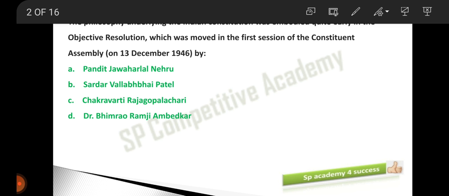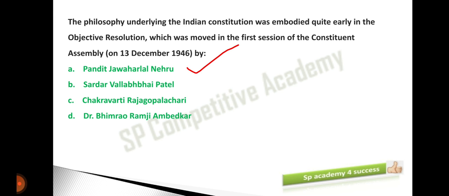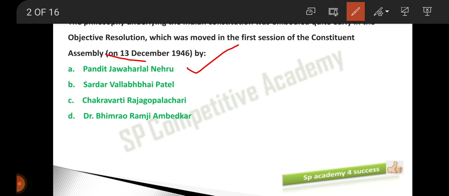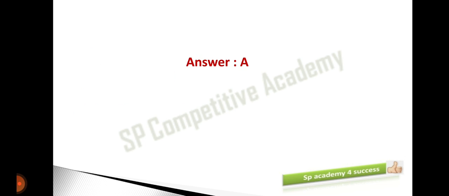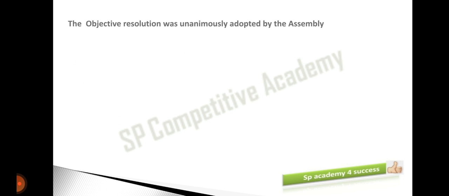The answer for this, we have already discussed: Pandit Jawaharlal Nehru ji. He moved the objectives resolution in the first session of the Constituent Assembly. So when was the first session? In this particular MCQ, you are getting two bits. The first session of the Constituent Assembly was conducted on 13th December 1946. This is one important point. And in this first session, the objectives resolution was moved by Pandit Jawaharlal Nehru ji. So the answer for this is option A.